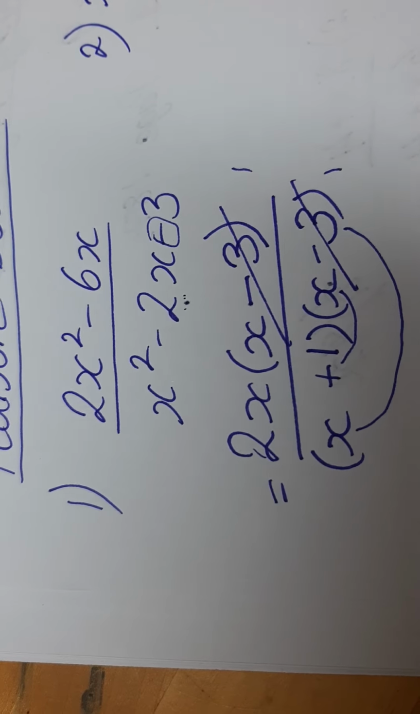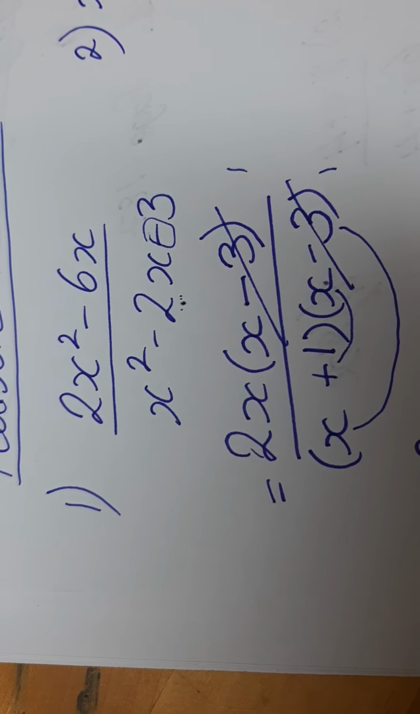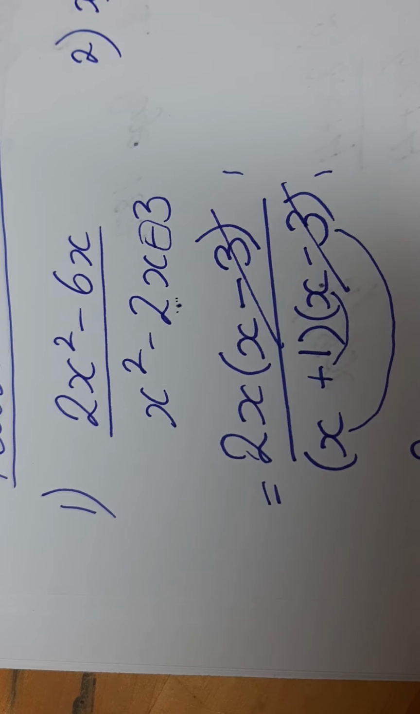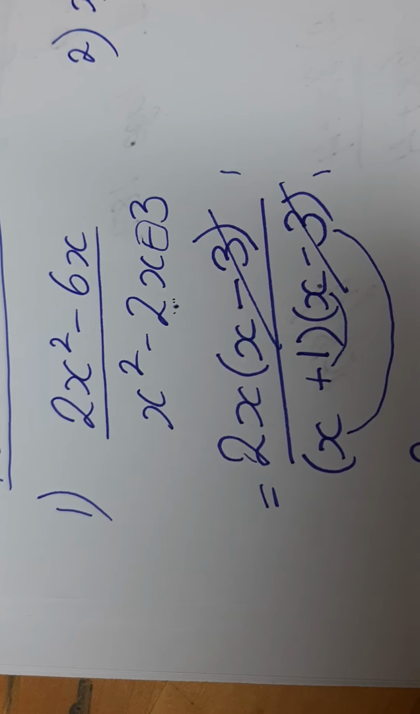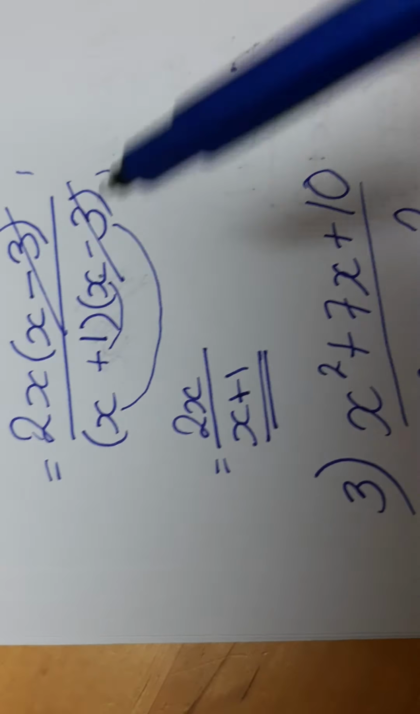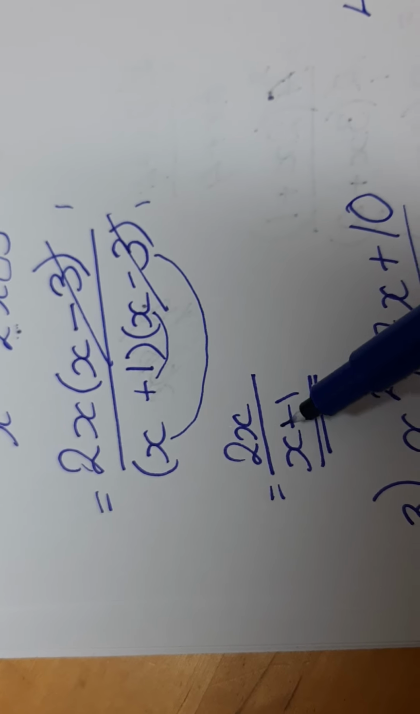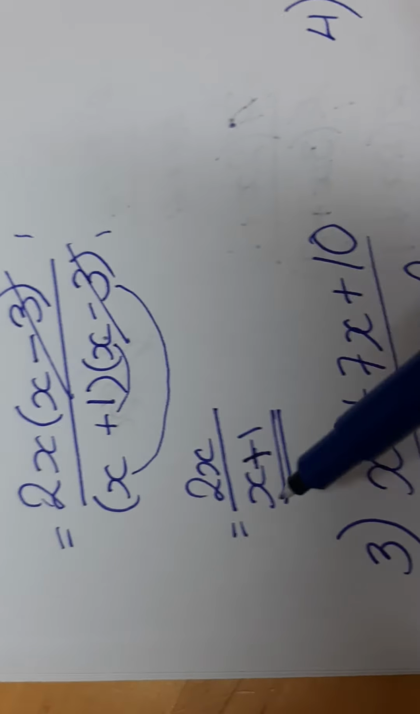So we have 2x times 1, which is 2x. And on the bottom, I'm left with just this x plus 1 times 1, which is just x plus 1. We cannot cancel this x with this x because there's a plus in the middle. You can only cancel them if they are multiplied down here.